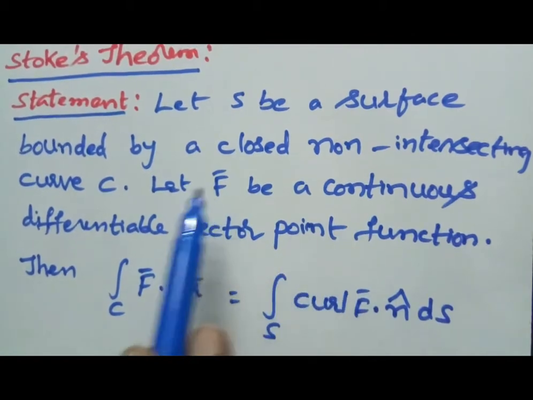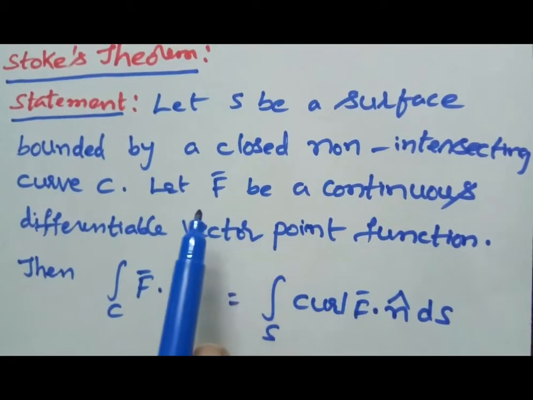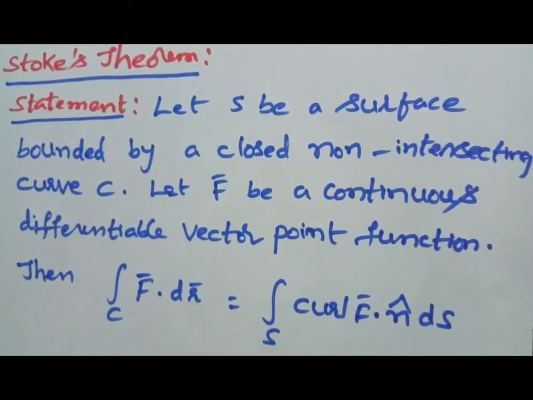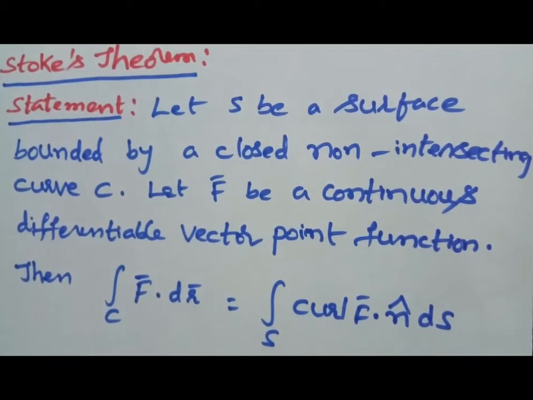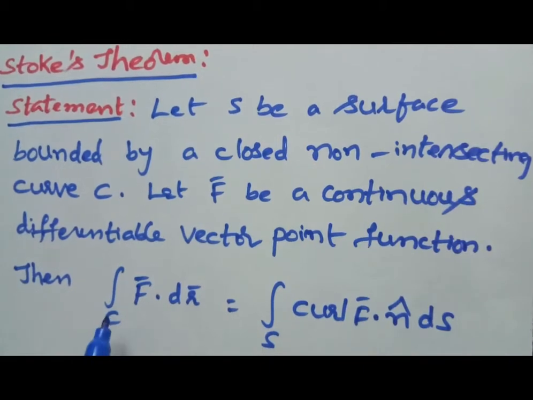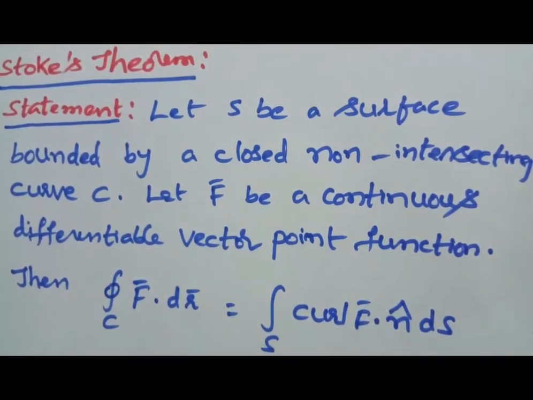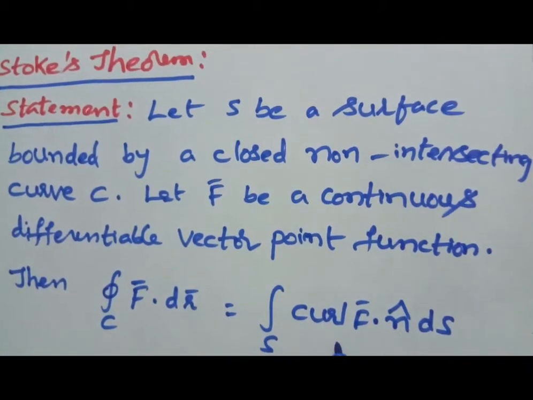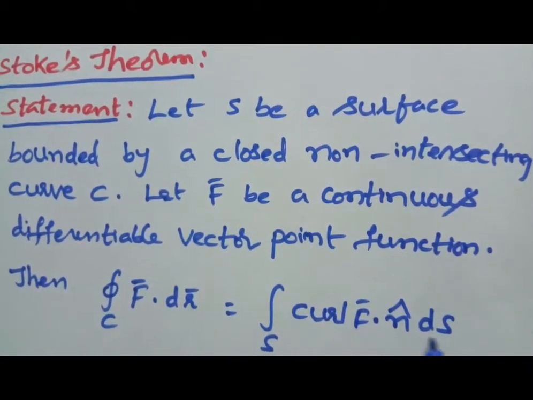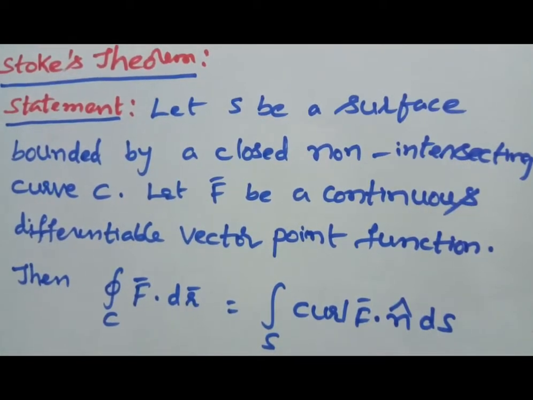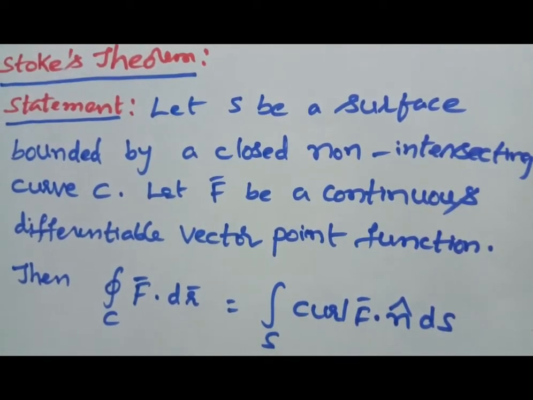That means a simple closed curve. And F bar is a continuous differentiable vector point function defined on it. Then the line integral over C of F bar dot dr bar is equal to the surface integral over S of curl F bar dot n cap ds. This is the statement of Stokes theorem.